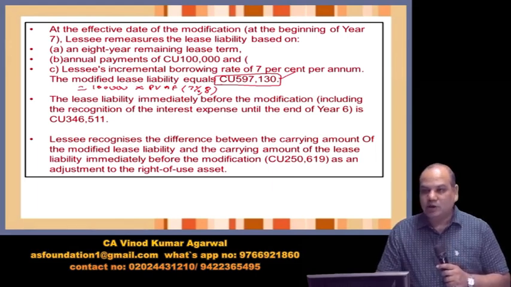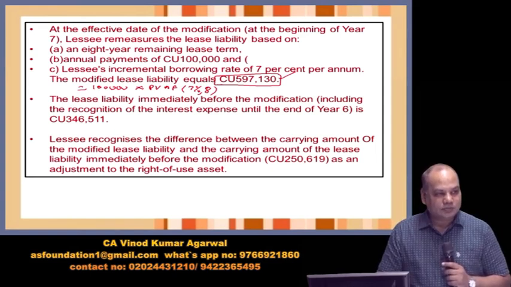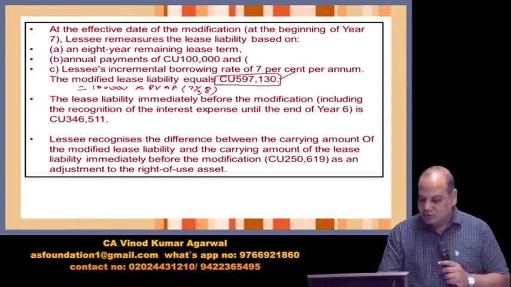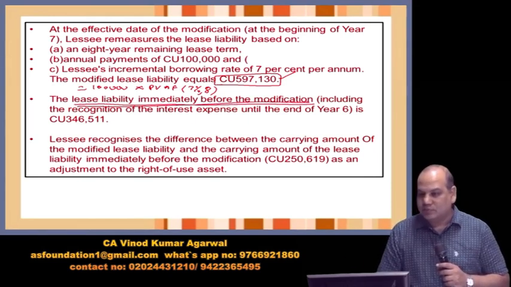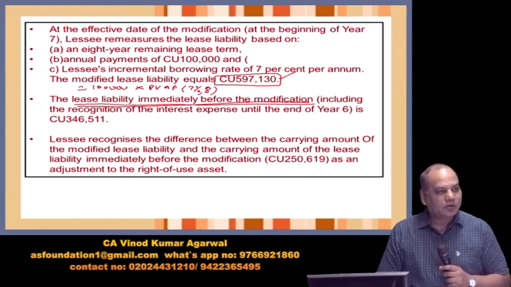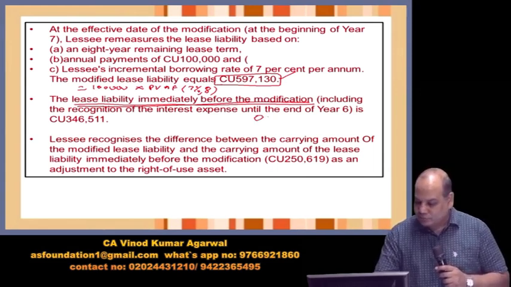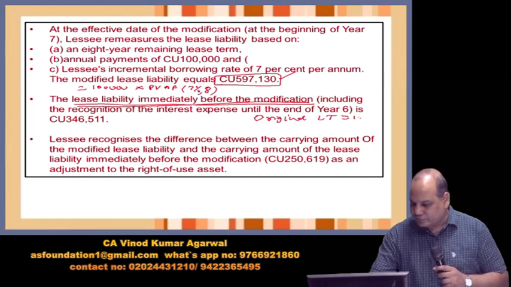The lease liability immediately before the modification was how much? Now let us check what was the lease liability immediately before the modification. What was the original lease term? 10 years. 6 years are over. 10 years was the original lease term. 6 years are over. Completed period is 6. So how many years are remaining? Remaining 4.